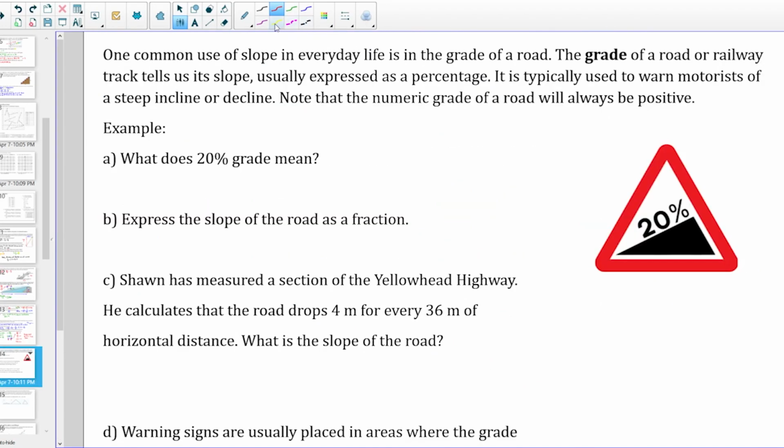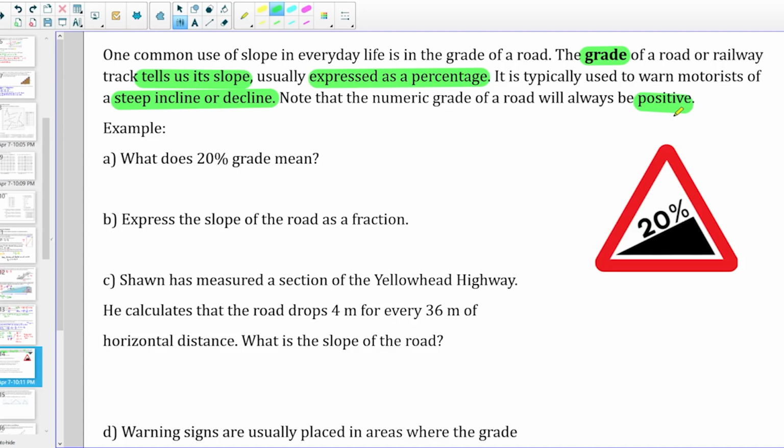So let's take a look at a common use of slope in everyday life. In this case, we're going to be talking about the grade of a road. The grade of a road or railway tells us its slope, and it's usually expressed as a percentage. Typically, we use this to warn motorists of a steep incline or decline. Note that whenever we're looking at a grade of a road, it's always going to be positive, even though it might be a decline.